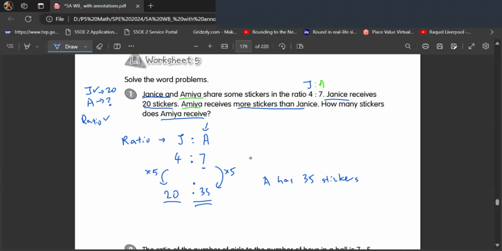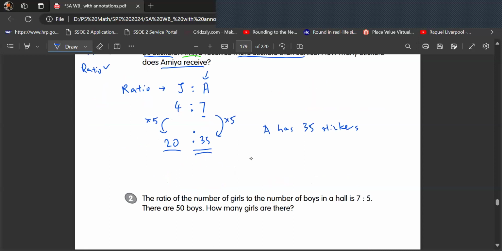All right, easy, right? So we know that from last week's experience, this question could have been more difficult if we ask how much more you can find. If we ask part B, how many more stickers does Amia have? Is it difficult to find? 15. We just take minus. No difficulty here.